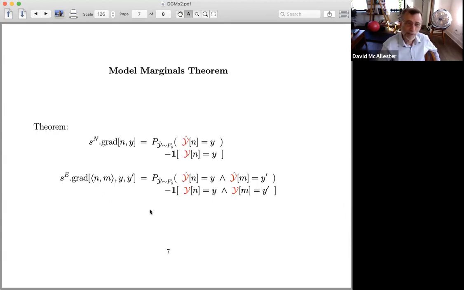So we've proved our theorem: this gradient attribute is just the probability, according to the model's distribution, of getting this label for that node. This gradient is just the probability, minus 1 in the case where this is the gold label. For edges, the gradient value is the probability that this edge is assigned this pair of values under the model distribution, minus 1 if this is the gold labeling of this edge.